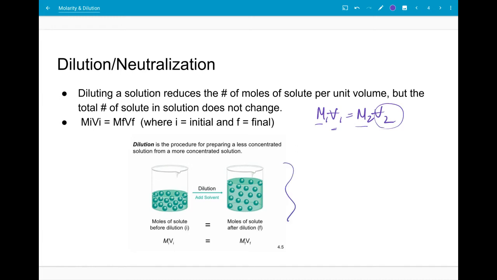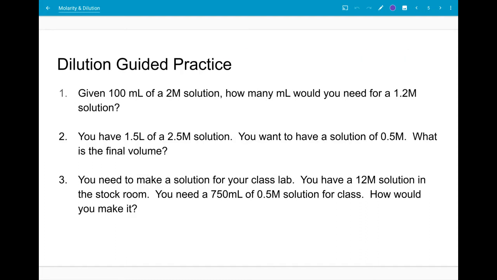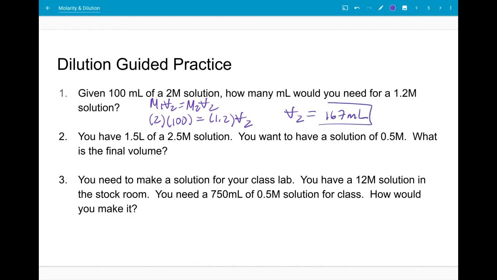So here's kind of a visual of what this looks like, and this works for both dilution and neutralization. Neutralization is a fancy way of saying an acid plus a base making salt and water. So let's see what that looks like. We're going to use this equation, M1V1 equals M2V2. So I have a 2 molar solution times 100 mL equals 1.2 times V2. So I found V2 to be 167 milliliters. Okay, so this one we can work in milliliters because it's the same units on both sides.